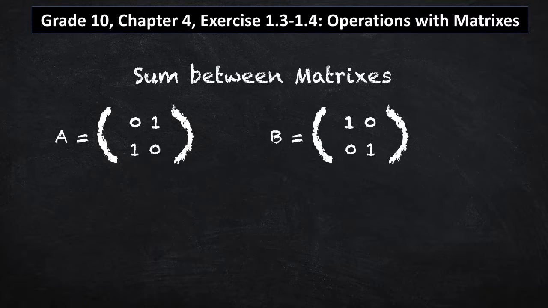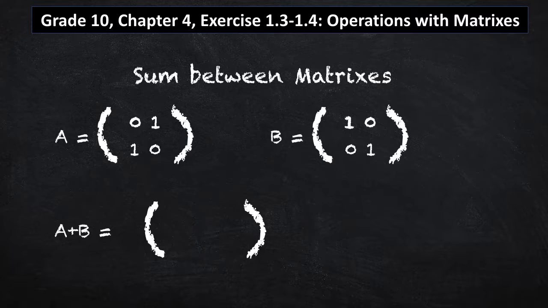Hello, in this video we see how to compute the sum between matrices, or the difference, or to multiply a matrix by a constant. Let's start with the sum. Let's assume we have two matrices A and B. Both of those matrices are 2 by 2 matrices, which means that they have two rows and two columns. And we want to compute the matrix A plus B.